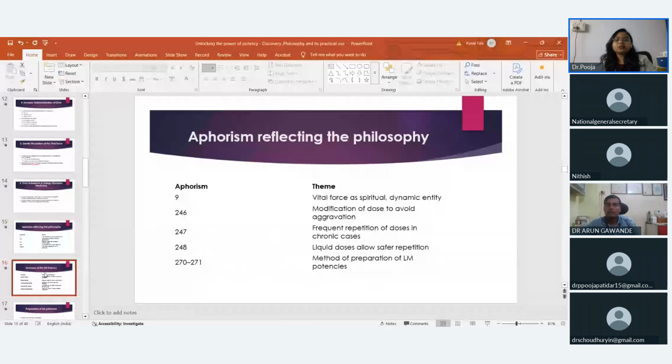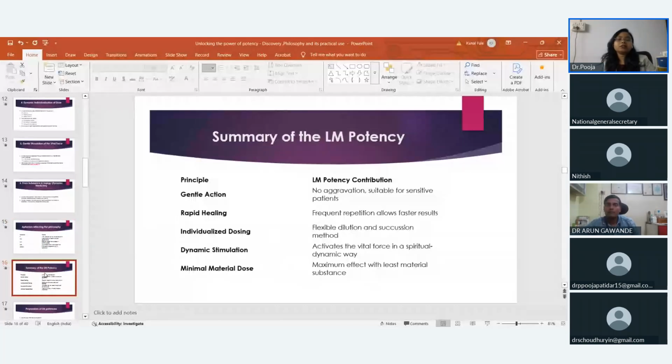So this is the summary of potency. That potency is gentle in action, rapid in healing, individualizing in doses, dynamic in stimulation, and minimal material dose is used. That's why Hahnemann was in favor of potency.